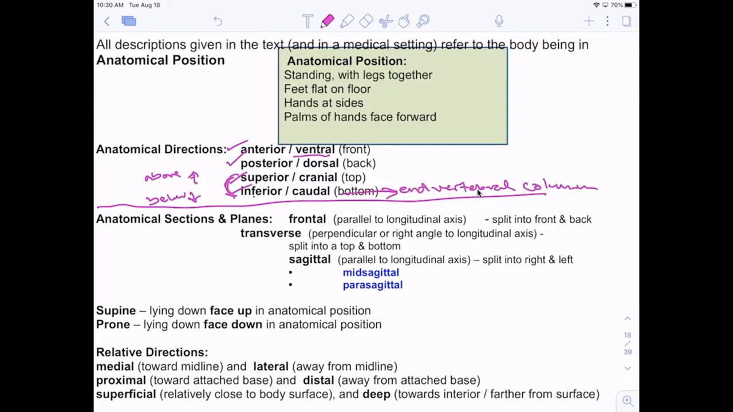Anterior, posterior, you would use it by saying my heart is anterior to my spinal cord, which is posterior. So these terms are used to describe the location of something.